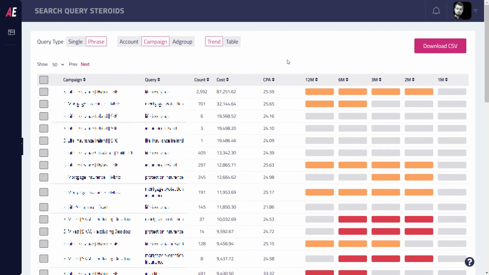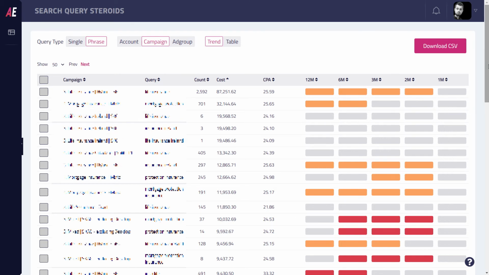So what's funky and useful about Search Query Steroids is this very helpful sortable trend data. Here we can see over 12 months, 6 months, 3, 2, and 1 months, the trend of the CPA for this account. This account's target CPA is 25. And as we can see, these are amber because they are up to 10% over that target CPA. Anything in gray means it's below the CPA requirement.